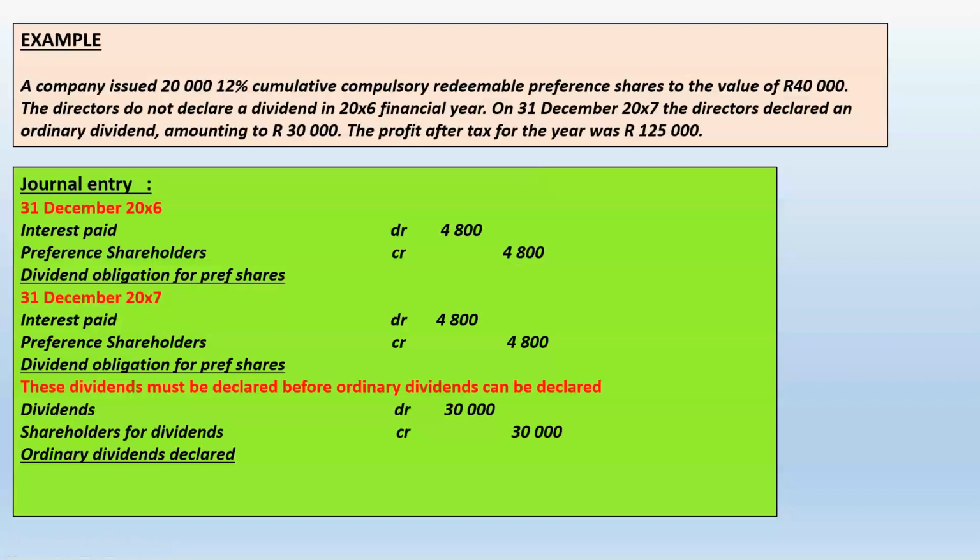So eventually, when this dividend is going to be paid, we're going to debit the preference shareholders and credit bank with 9,600 Rand. At the end of 27, we also declared an ordinary dividend, so there we're going to debit dividends, 30,000, and credit shareholders for dividends, ordinary dividends, 30,000. Then we're going to debit retained earnings with 30,000 and credit dividends with 30,000. So that 30,000 ordinary dividend is going to reduce our retained earnings as at the end of 27.